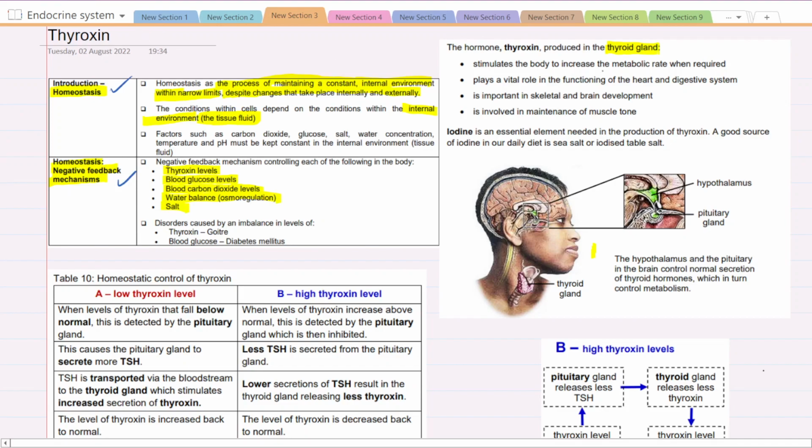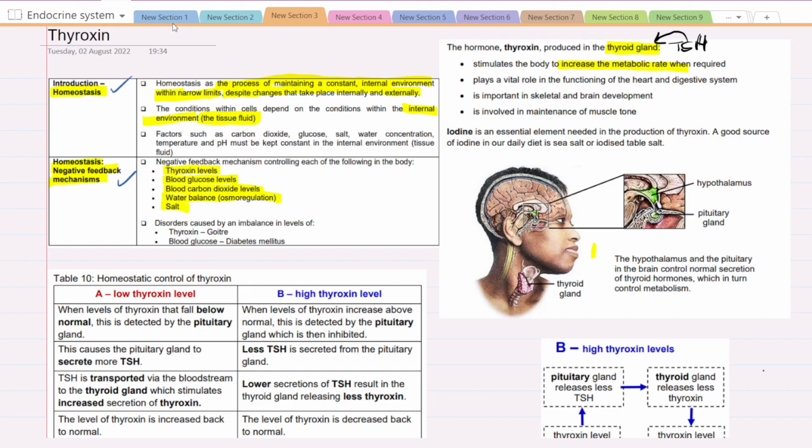So this is stimulated by TSH from the pituitary gland, and therefore when TSH stimulates the thyroid gland, then the thyroid gland will secrete thyroxin hormone. And what does the thyroxin hormone do in the body? Well, this is what it does. Number one, it increases the metabolic rate of the body when required. Metabolic rate, we are referring to cellular respiration.